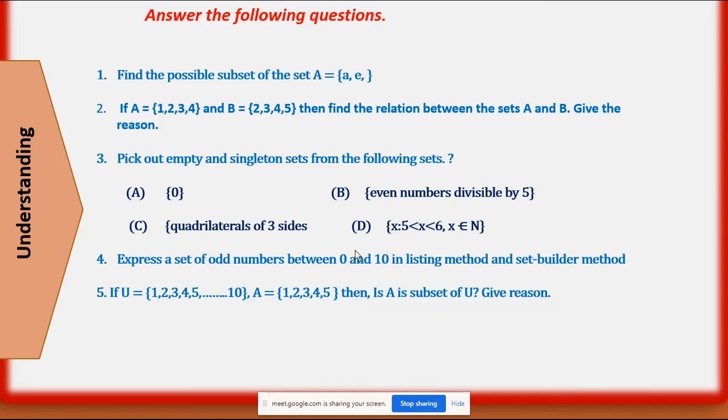Oh, A is an empty set? That is not correct. A is not an empty set. That is a singleton set. That is a very interesting question, because 0 is the element inside the brackets, that's why that is a singleton set. That's why I have given these questions to you. I want to identify your understanding level. Please, I think you have copied the question.